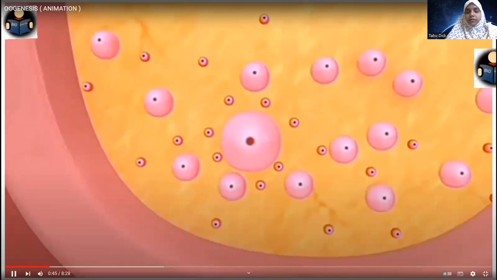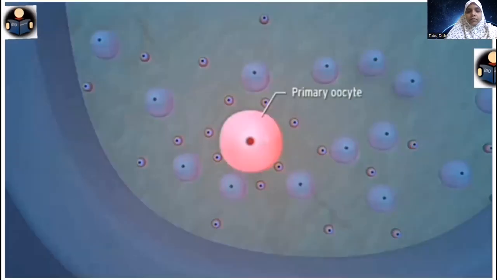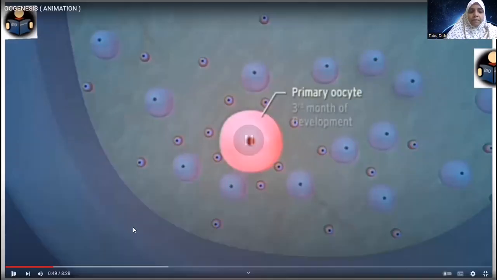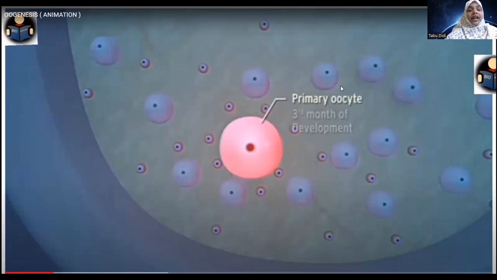Oogonia increases in cell size and differentiates into primary oocyte at around... Okay, so the first step is the oogonia, and the baby is still inside only. This oogonia then goes under further development, and now it is known as what? What did the oogonia become? Primary oocyte, just by increase in size, further development, further maturation.